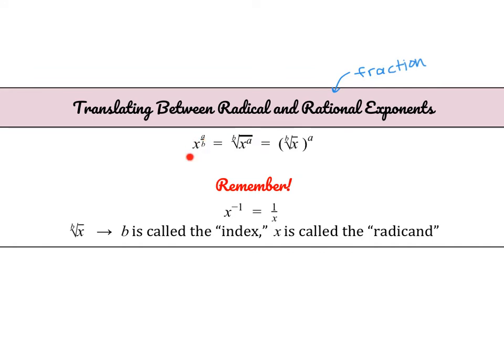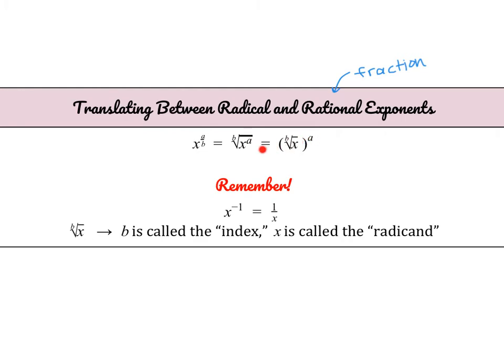We'll start by going from fraction exponent to radical. If I have x to the power of a over b, the a, the numerator of our exponent, becomes the exponent of our base inside the radical, and the denominator, the b value, becomes what is called the index. This little number right here, we call that the index. And then we could also rewrite it like this. This is equivalent to this. Whether you want to put the exponent inside the radical or outside, either way is fine.